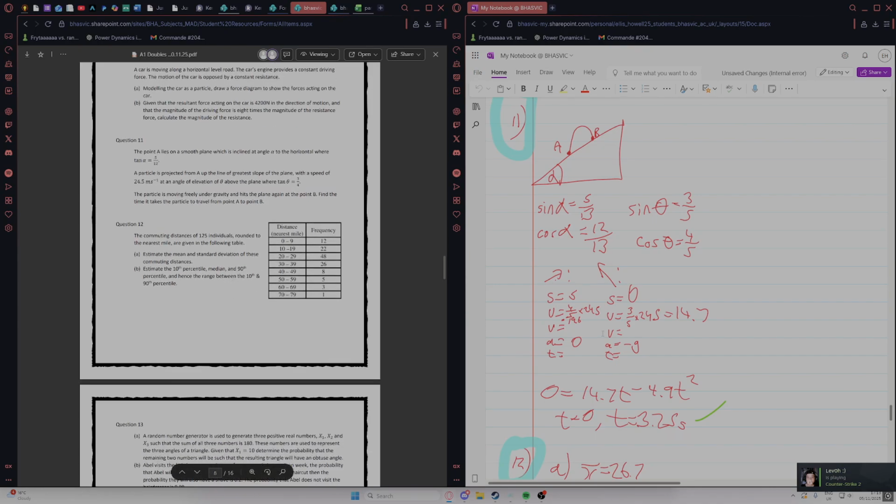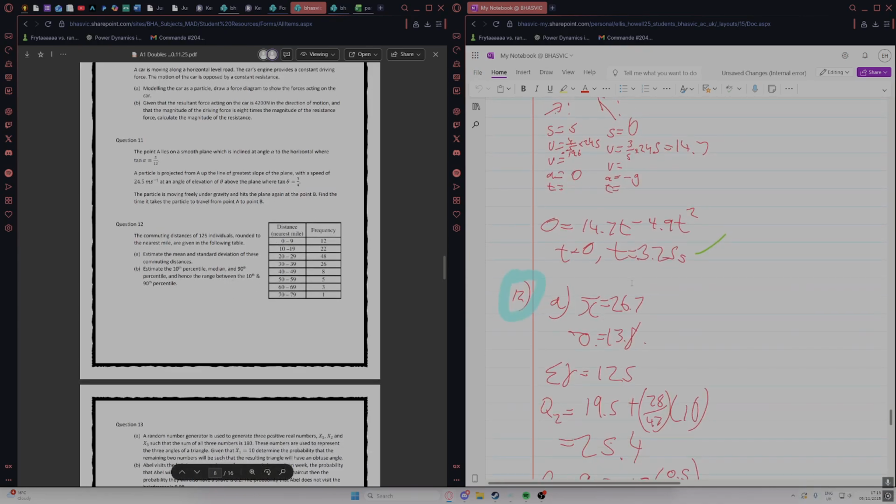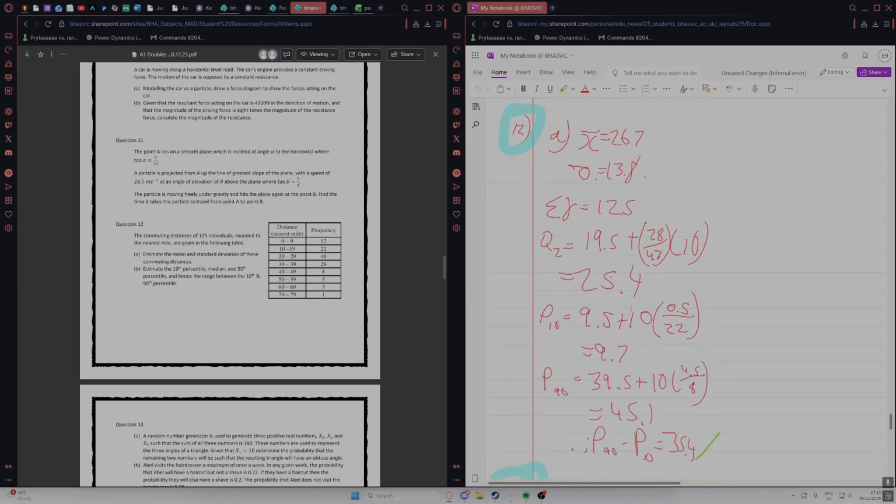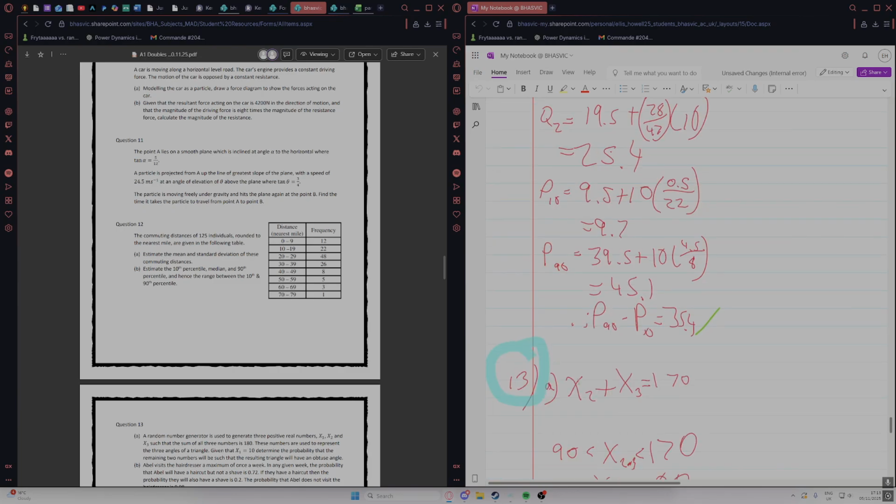Alright, question 12, we have to find the mean and standard deviation, just put it in a calculator, and then you just use interpolation. I'm not going to explain how to do the interpolation because it's just interpolation. You do the lower bound plus the class width times how far this percentile point is across the interval that you're doing it in. And then just do that calculation.